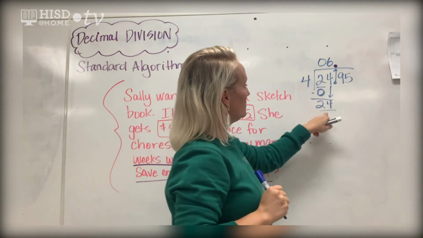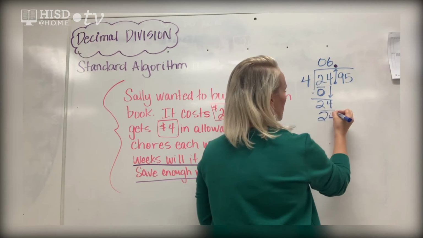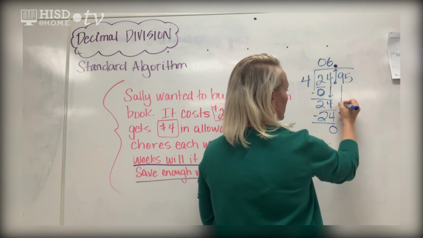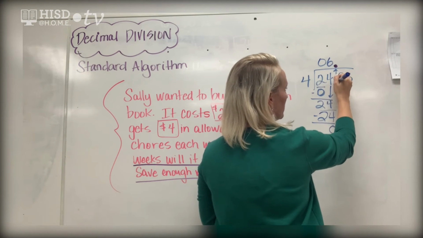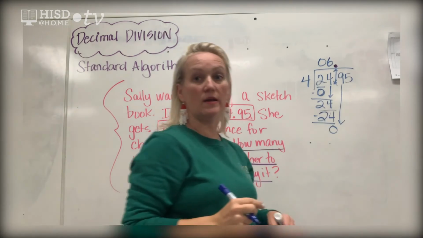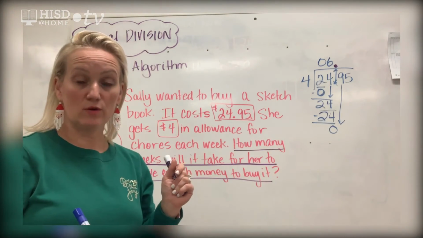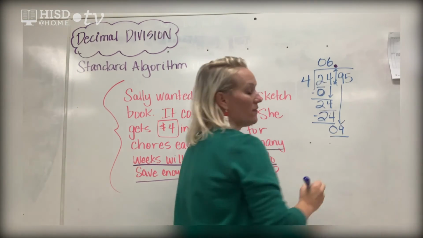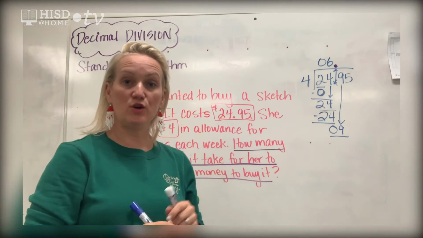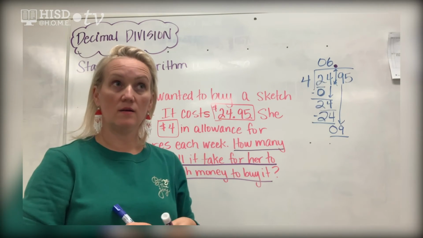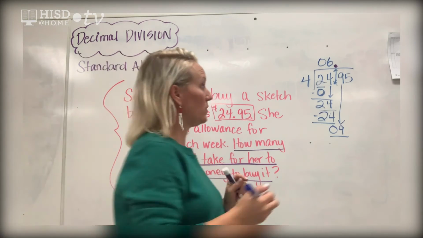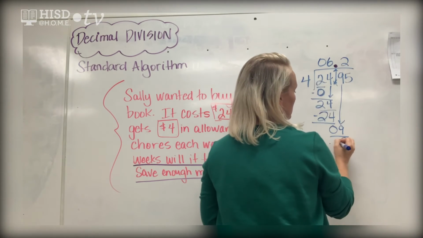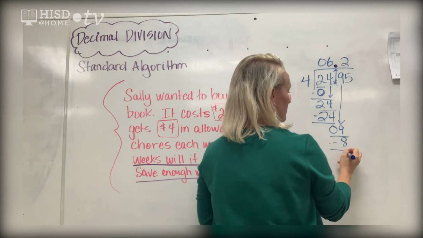6 times 4 is 24. 24 minus 24 is 0. Bring down the next number. Once again, you're ignoring this decimal because it's already been taken to the top of the quotient line. So bring down the 9. Now we have a new number, 9. How many groups of 4 go into 9? 2 is the closest we can get. 2 groups of 4 equal 8. 9 minus 8 is 1.